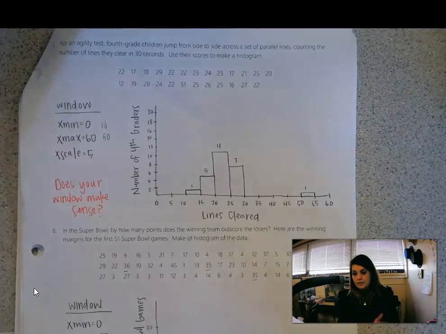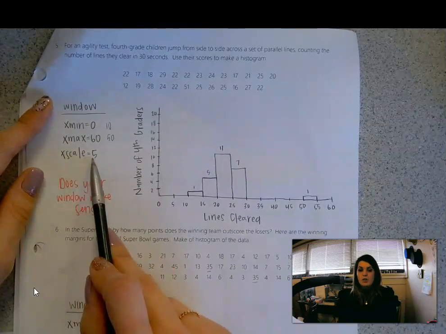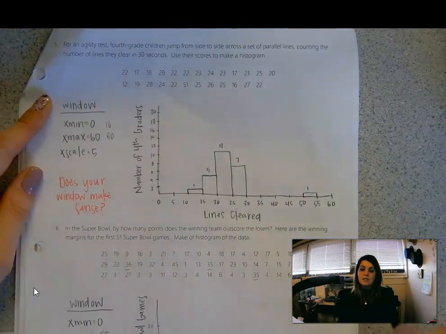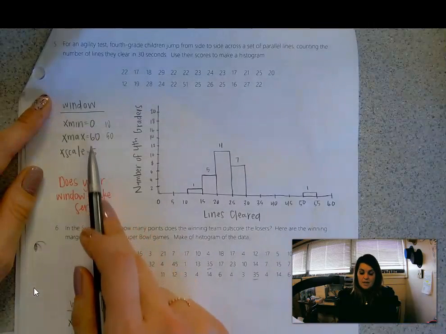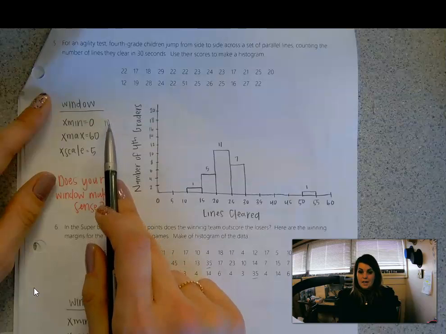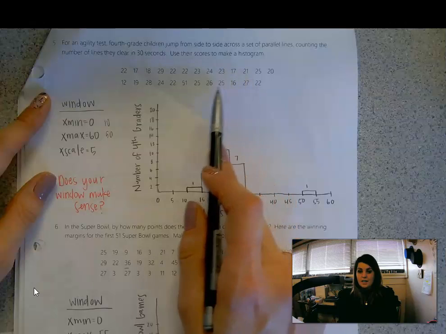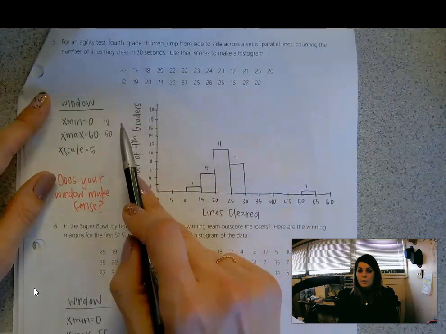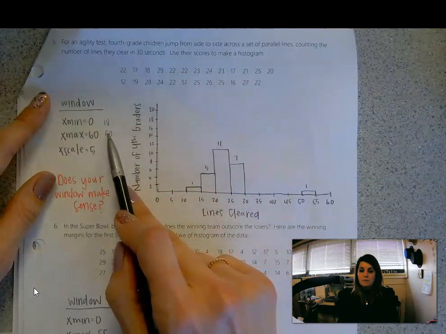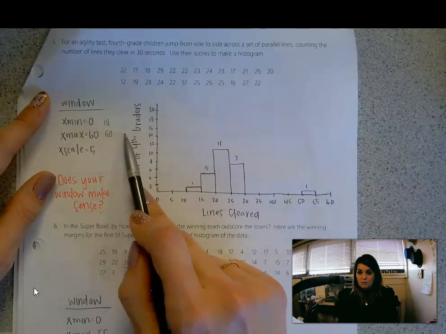I'm choosing nice whole numbers and a nice X scale on my bin, and I included it. So for me, I did 0 to 60. What probably makes the most sense is 10 to 50, because your lowest number is 12 and your highest number is 51. Remember, this bin means 50 to 59.